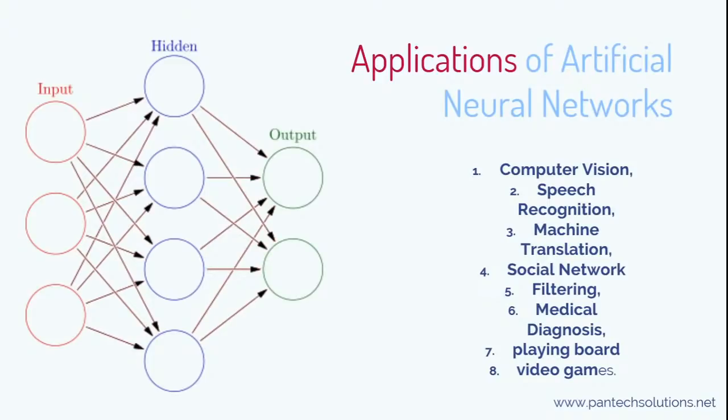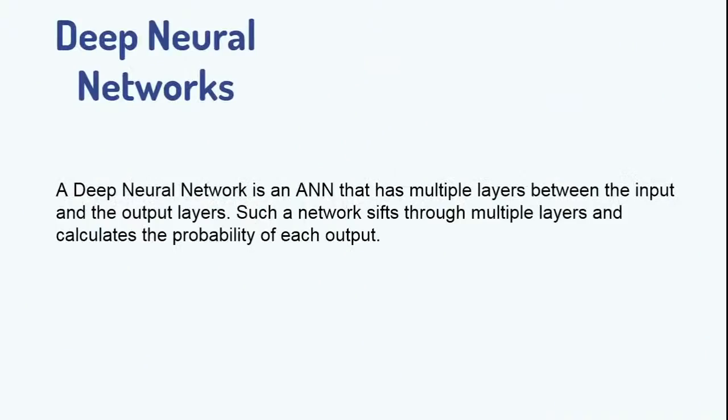If you want to read images or videos, you need a computer vision package. Other applications include speech recognition, speech translation, machine translation, social network filtering, medical diagnosis, playing board and video games. These are the areas where we can apply artificial neural networks. And then the deep neural network: it is an AI with multiple layers. It's like an artificial neural network, but the number of hidden layers is increased. That is called a deep neural network.